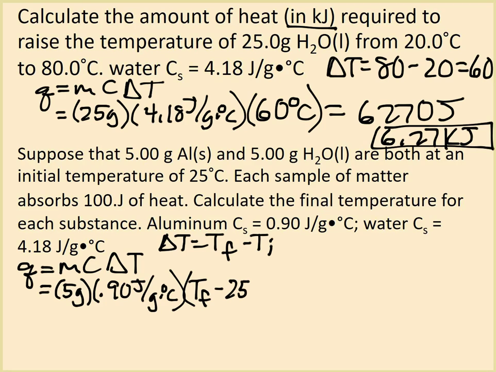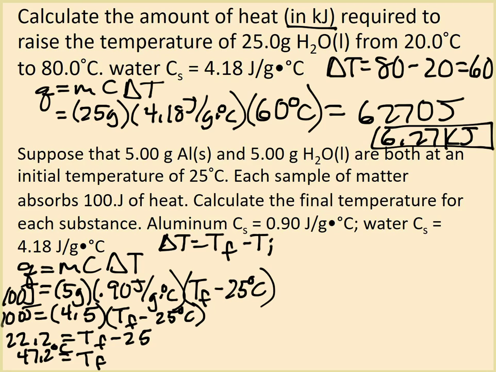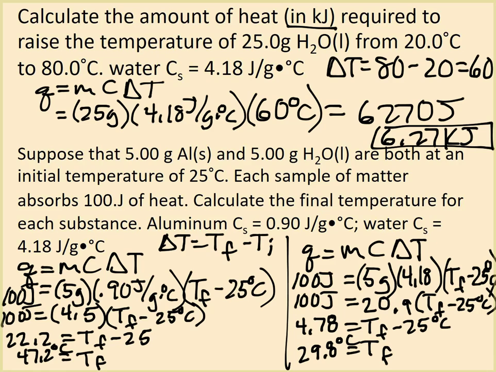So I'm going to set it up this way. And I have 100 joules here. My final temperature for the aluminum would be 47.2 degrees Celsius. Let's do the same thing, but for the water. And I get 29.8 degrees Celsius. So you can see that the aluminum's temperature really went up high because it has a low specific heat, while water, with a higher specific heat, the temperature was less affected.